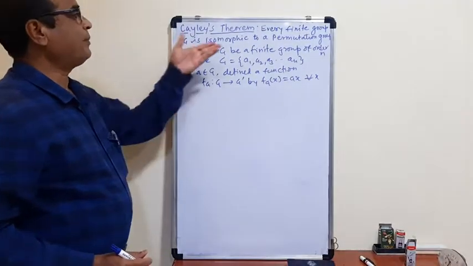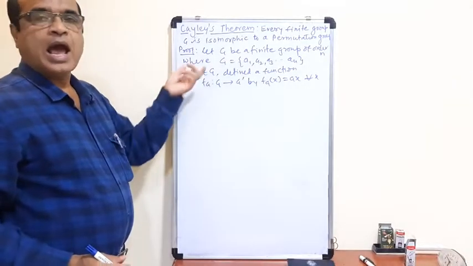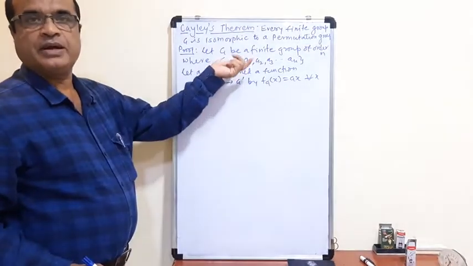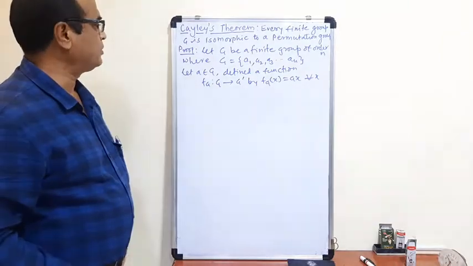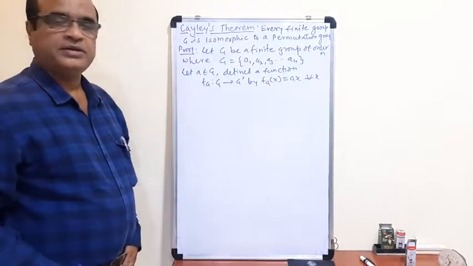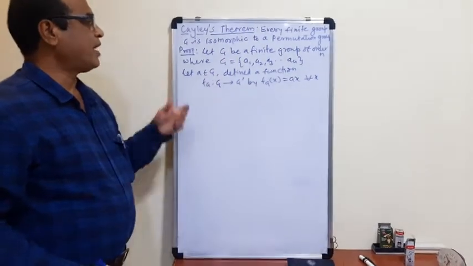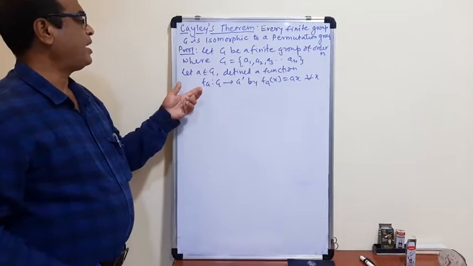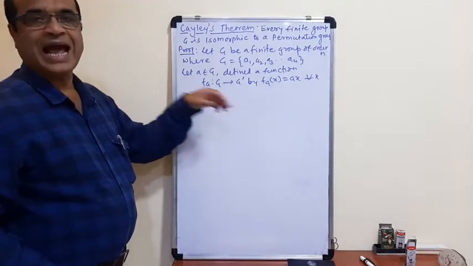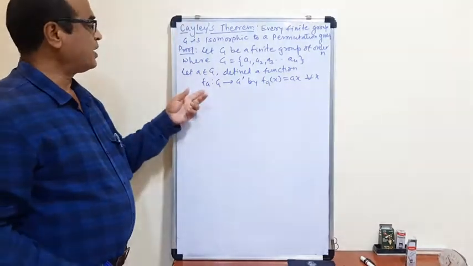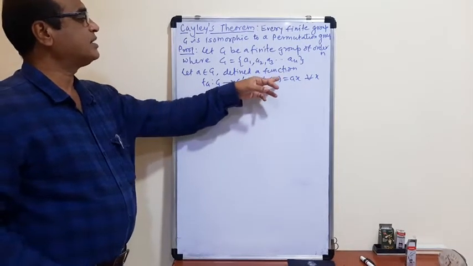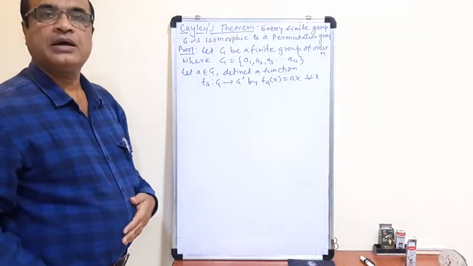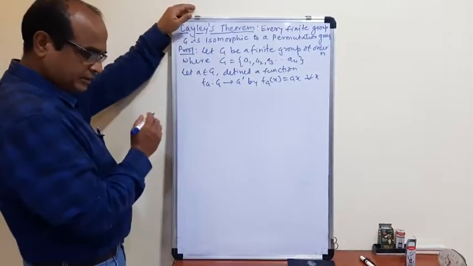So let G be a finite group of order n having n elements. So G is equal to {a1, a2, a3, and so on, an}. So this is a finite group. Let a be an element of this group. Define the function f_a from G to G dash, where G dash is a permutation group, by f_a(x) is equal to ax for all x. So we show that here.